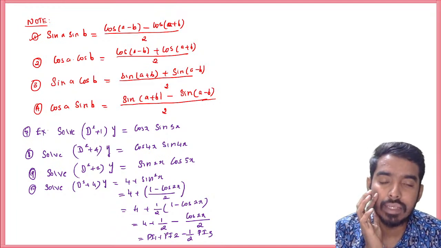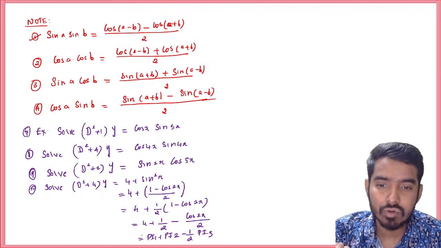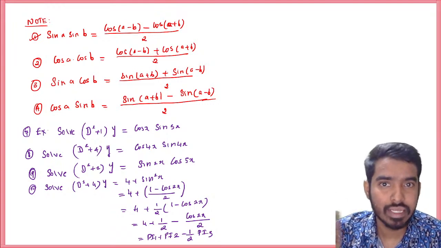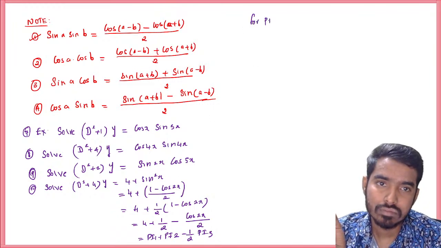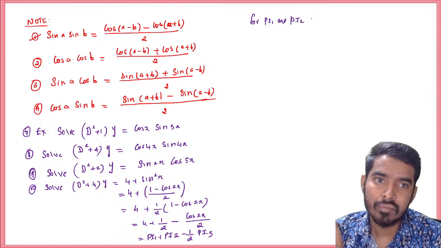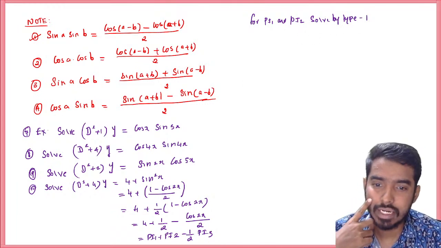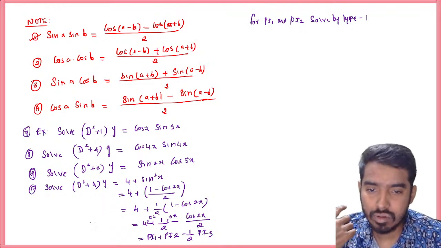So for pi1 and pi2, make use of type 1, and for pi3, make use of type 2, right? This can be done as 4 into e power 0x. Can be done as 1 by 2 e power 0x. So replace d by 0, right? For pi1 and pi2, solve by type 1, right? And for pi3, solve by type 2, right? You take this as 4 into e power 0x, so replace d by a. So here a is 0, right? Problem is very easy.